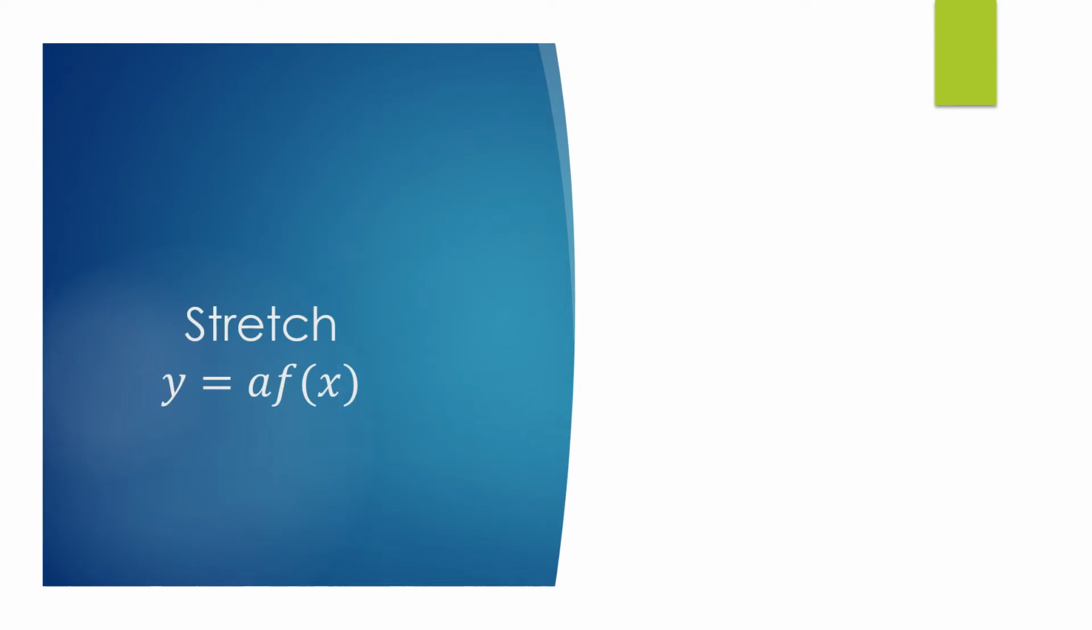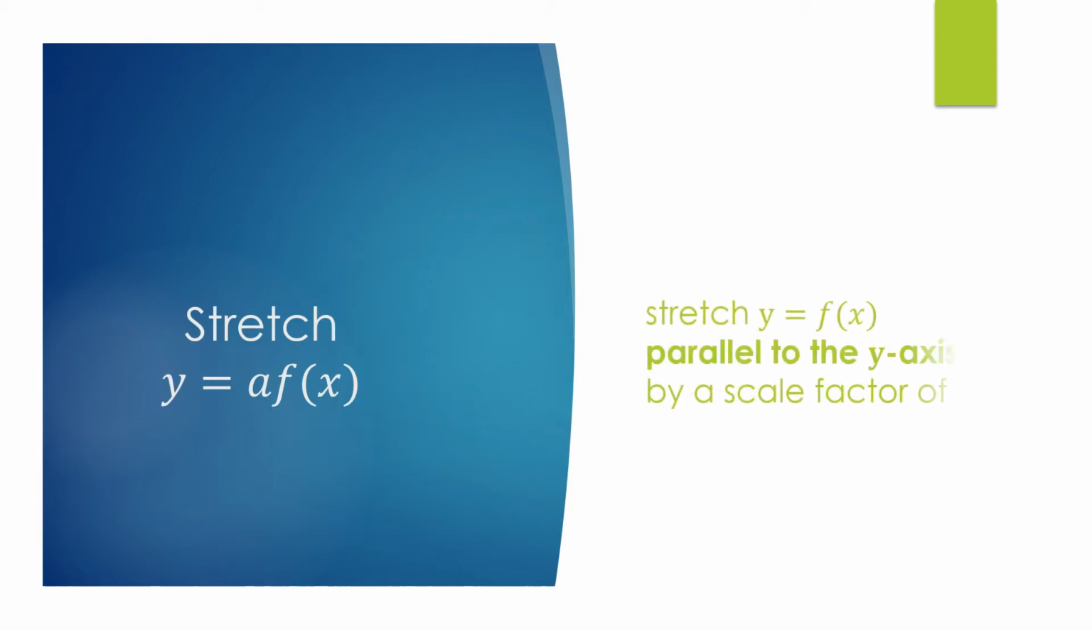If our related function is y equals a f of x, then we're going to get a stretch because our a is going to act like a scale factor. So the stretch of y equals f of x is going to be parallel to the y-axis by a scale factor of a. So we're multiplying our y coordinates by that scale factor, and our x coordinates are going to stay exactly where they started.